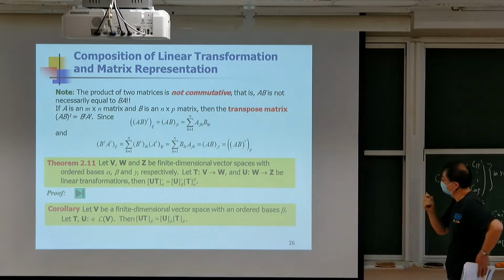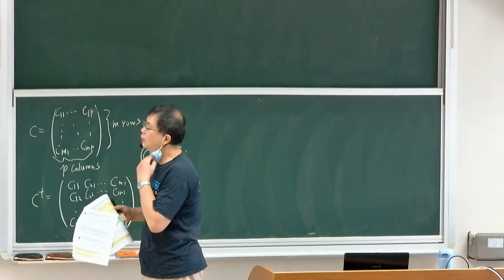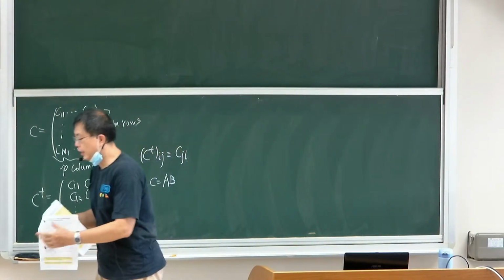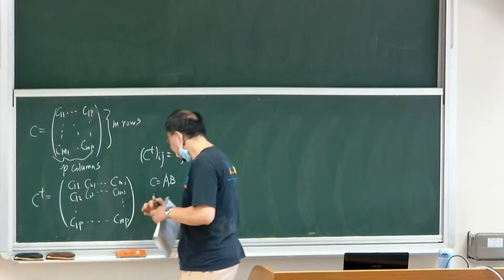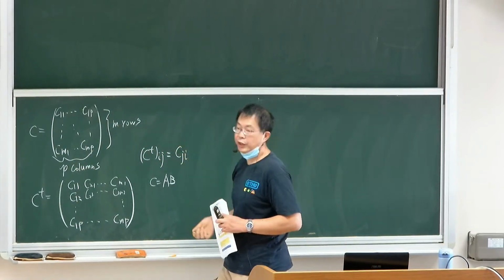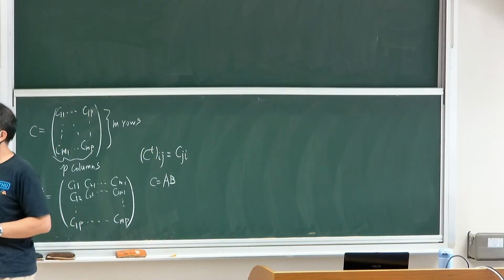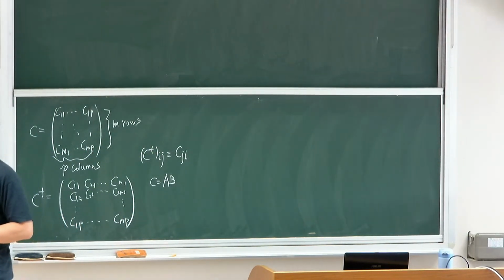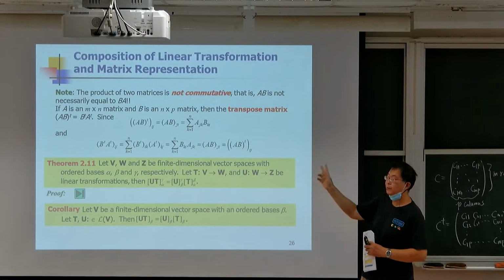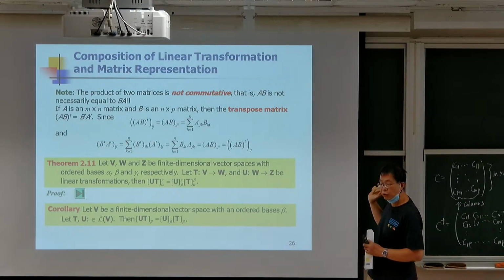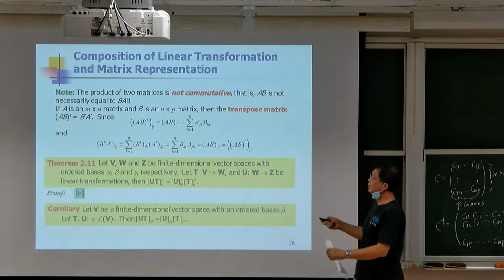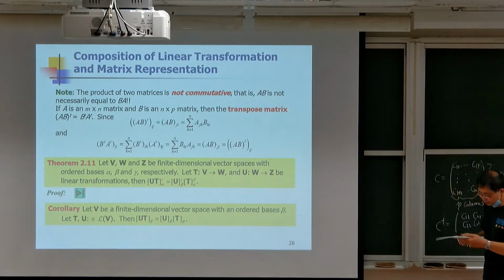So here we have to be very careful. When we do the transpose, the order should be reversed. At the very beginning it's A, B, then after the transpose the order becomes B's transpose times A's transpose. Okay, so that is what we are going to discuss here.